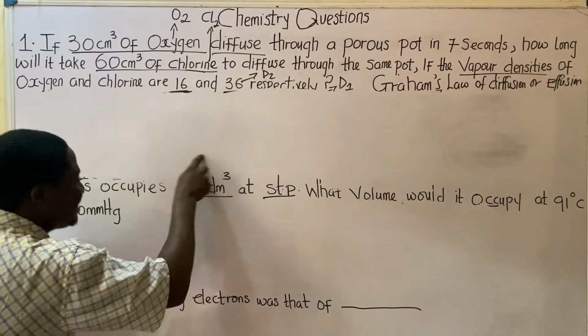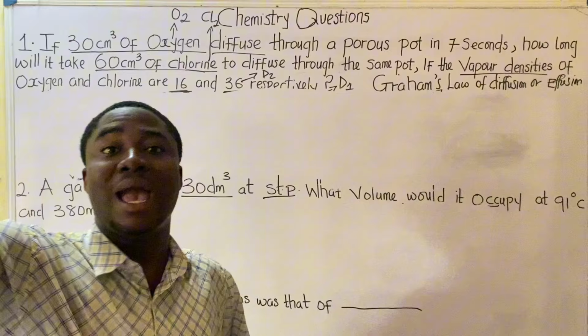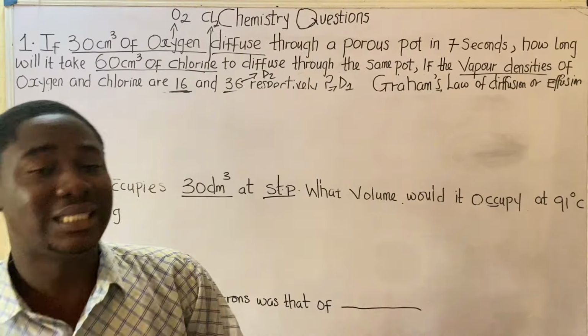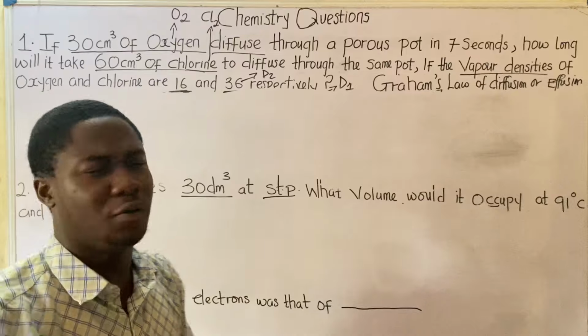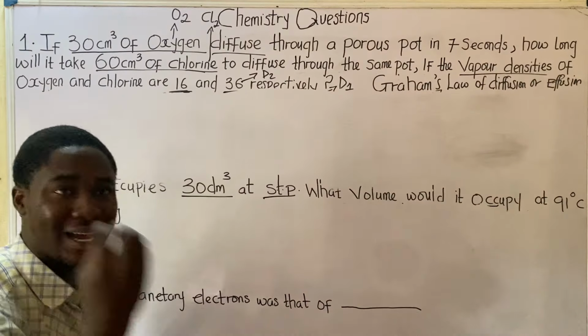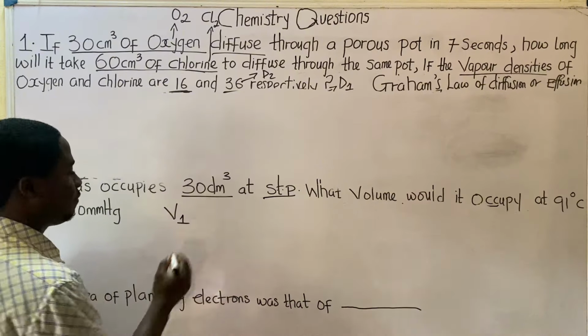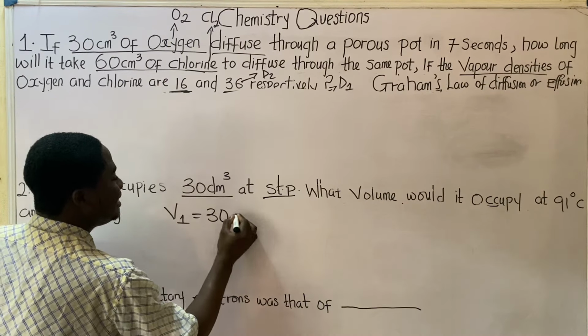A gas occupies 30 dm cube. This is volume. Dm cube is volume. Cm cube is volume. Do you understand? Liters is volume. Milliliters is volume. Meter cube is also volume. So this was the first volume I saw. So definitely I'm going to call it V1. Listen carefully. So V1 was 30 dm cube.